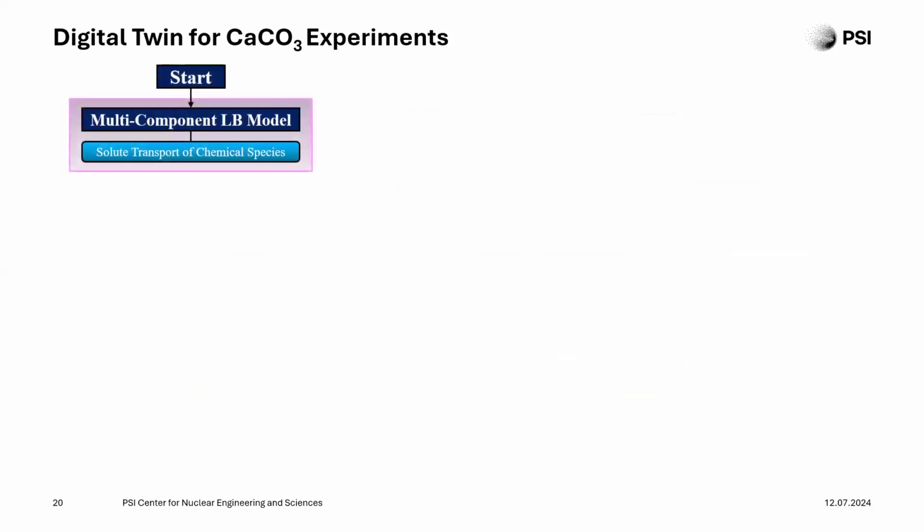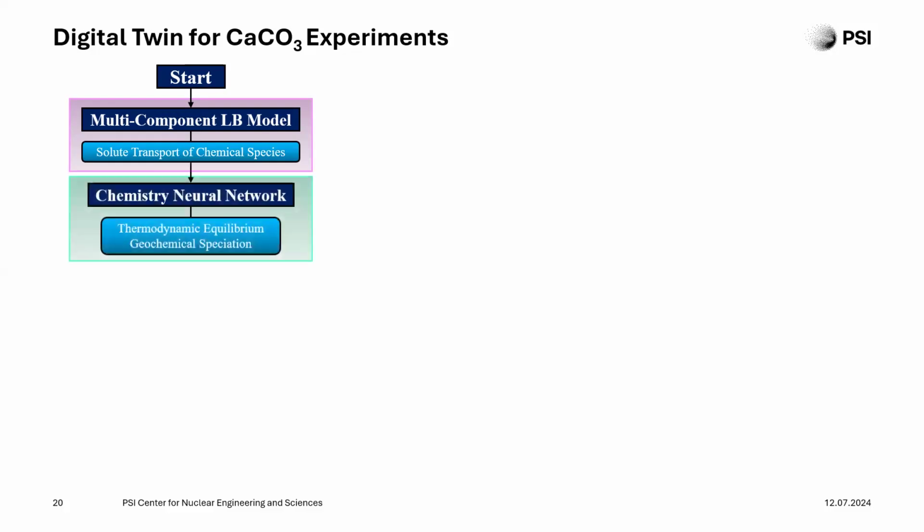So next, I will give you a quick look at the digital twin for calcium carbonate experiments. This work is currently ongoing, so I will just quickly show the workflow. First, we will use the multi-component Lattice Boltzmann model to do the solute transport of the chemical species. In our case, this is the counter diffusion of sodium carbonate and calcium chloride.